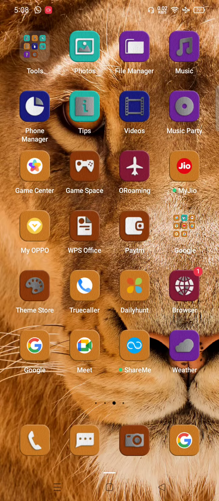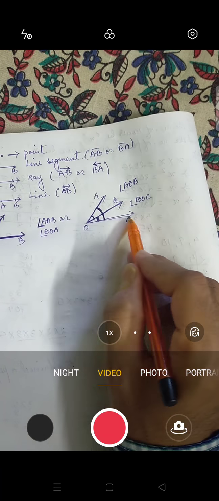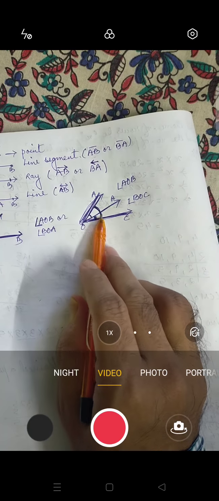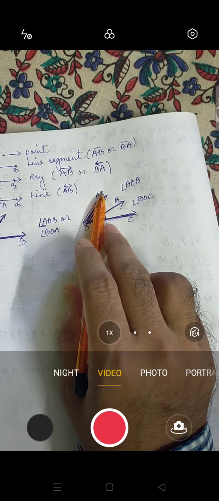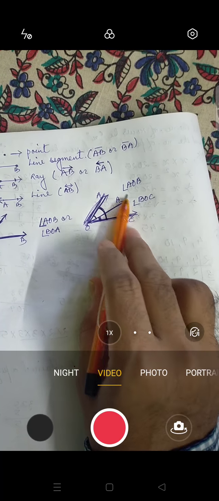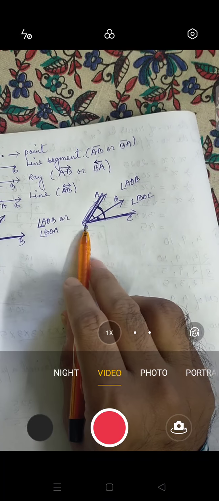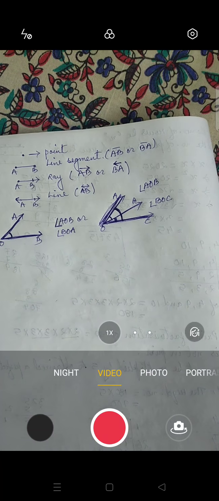Now suppose I am telling you to write the name of this complete angle. You can see that this complete angle is forming between this arm and this arm. So you have to take these two names, not this one. You have to exclude this. So this complete angle will be termed as angle AOC, or you can say angle COA. Both will be correct. Fine.